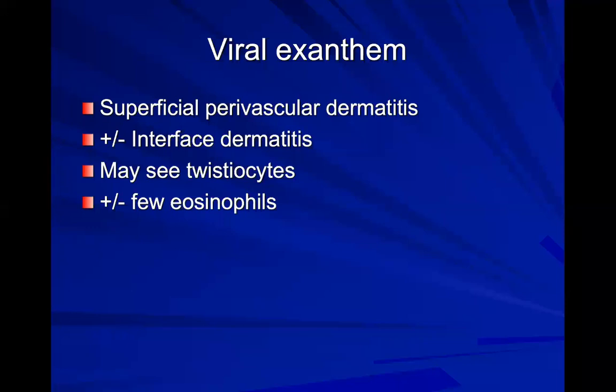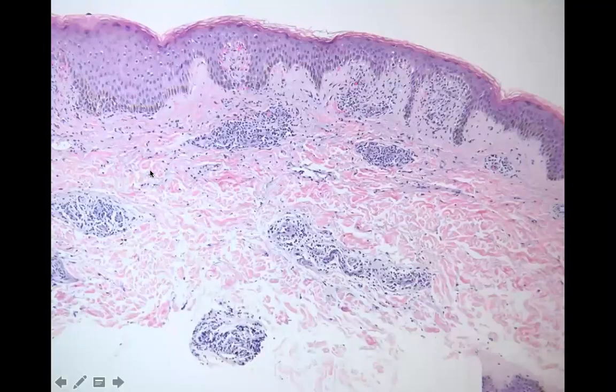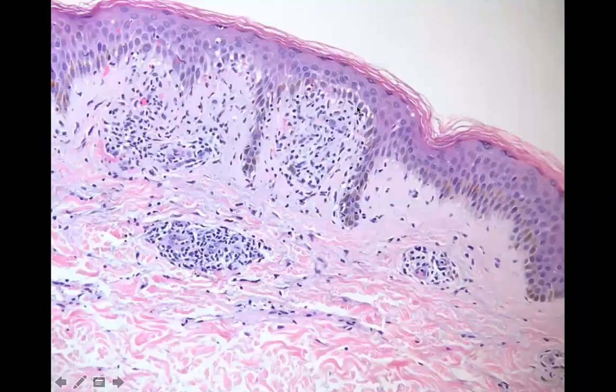Other viral things, of course, we see viral exanthems, and these can be pretty nonspecific, either just a superficial perivascular dermatitis, plus or minus an interface. I love seeing twistiocytes because that helps me favor it slightly over, say, a drug eruption, but you can't hang your hat on anything. You may or may not have a few eosinophils, right? So this was, see, there's this little interface, superficial perivascular dermatitis, kind of nonspecific. We didn't see any EOs.